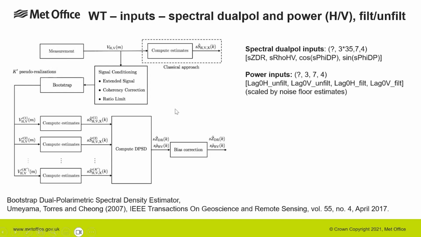In practice, we're using something called the bootstrap dual polarimetric spectral density estimator, which was developed by the NSSL team. The idea is that instead of just calculating the dual polarimetric spectral parameters with your one set of measurements, you do some work to obtain multiple iterations from the same data. So you're bootstrapping and obtaining a more stable estimate.